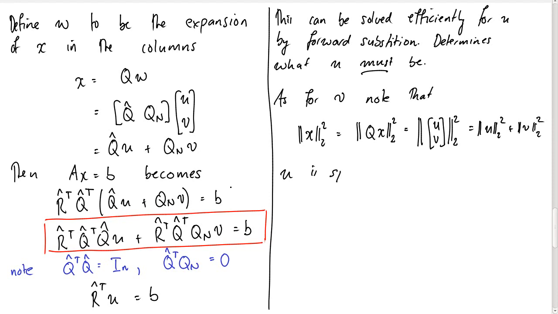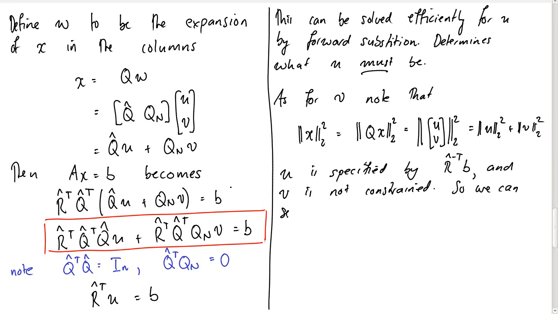U is specified by R hat inverse transpose b, and v is not constrained by anything. Okay, so to minimize the 2 norm of x, all we do is set v equal to 0. To minimize the 2 norm of x. Okay, I can keep putting the squares in, but it's actually the same problem.